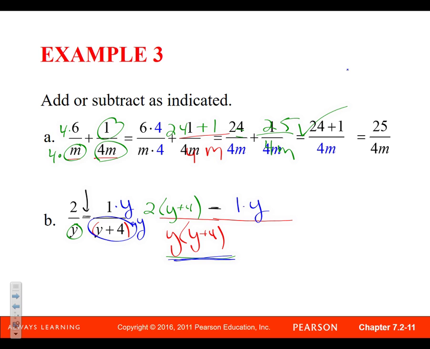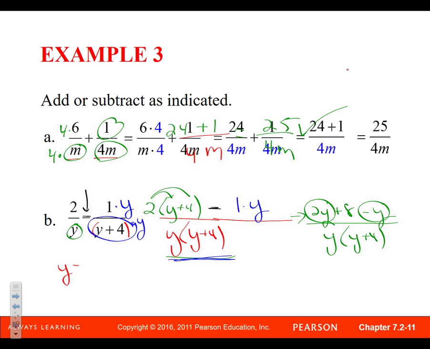Any questions here? That looks a little sloppy up there. Still got to clean it up though. You guys ready for that? Okay. Looking at the green part. This is a distributive property, right? I'm just going to go 2y plus 8. And this is minus y. And the denominator I've got y times y plus 4. Look here. What's y minus y? So I've got y right here. Y. And then plus 8, correct? Yep, over y times y plus 4.